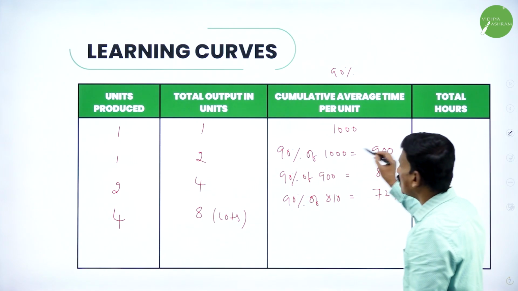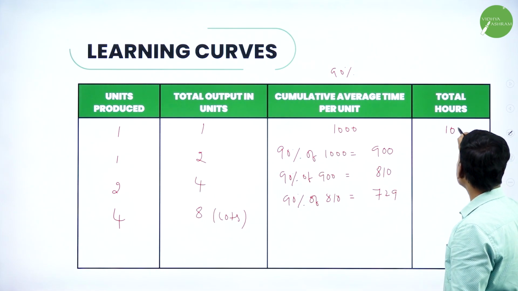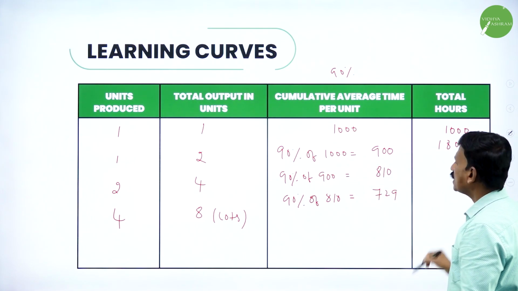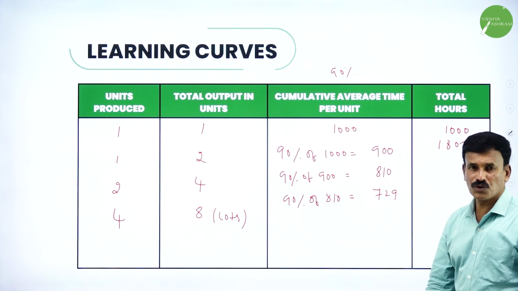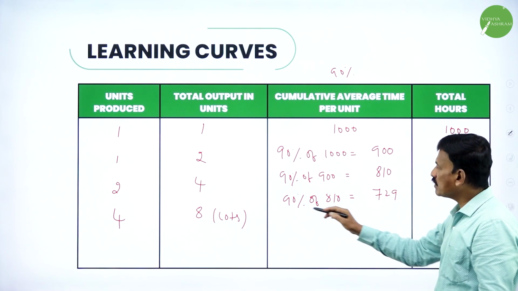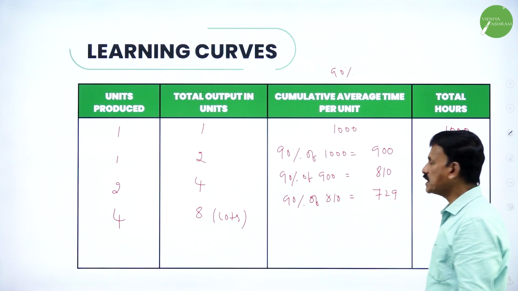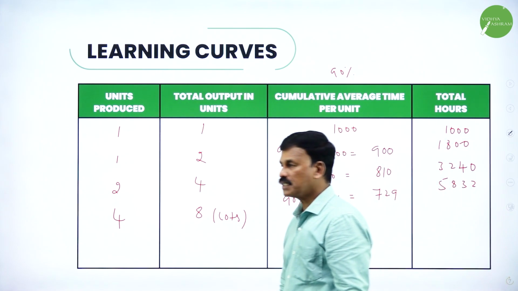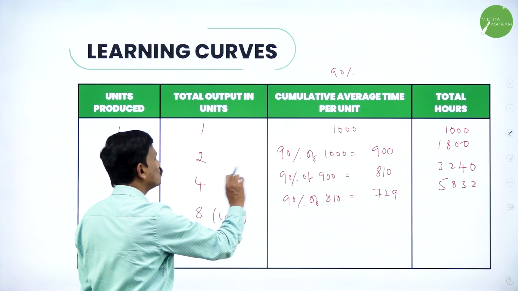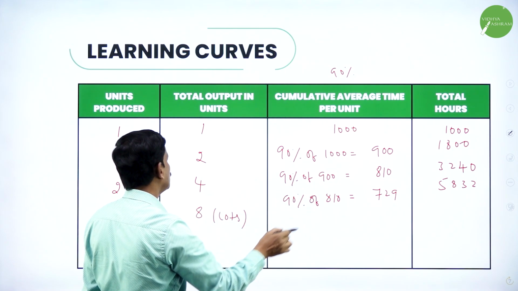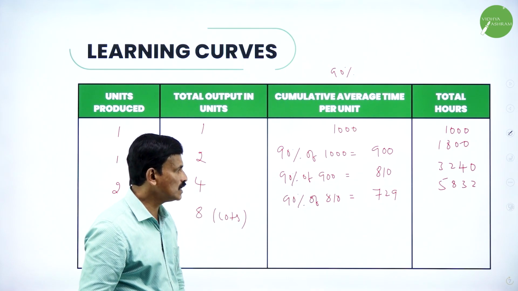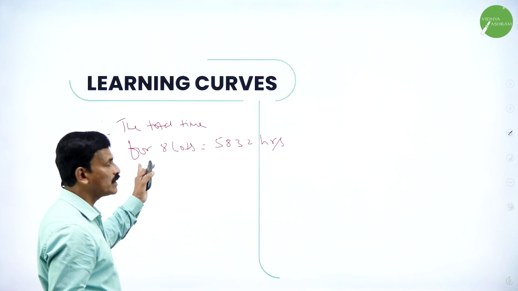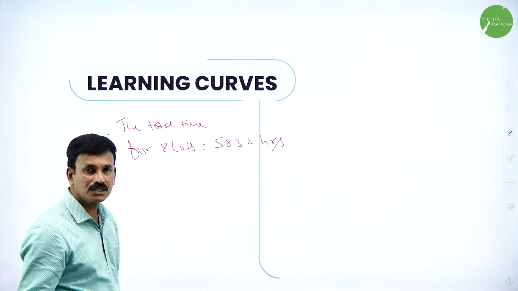So, therefore, the total hours is equal to multiplied. 1 into 1000 is 1000. Again, 900 into 2, 1800. Again, 810 into 4, 3240. Again, 729 into 8, 5832. Right, 5832. So, 1 into 1000, 2 into 900, 4 into 810 and 8 into 729 is 5832. Now, therefore, the total time taken for 8 lots is 5832 hours.